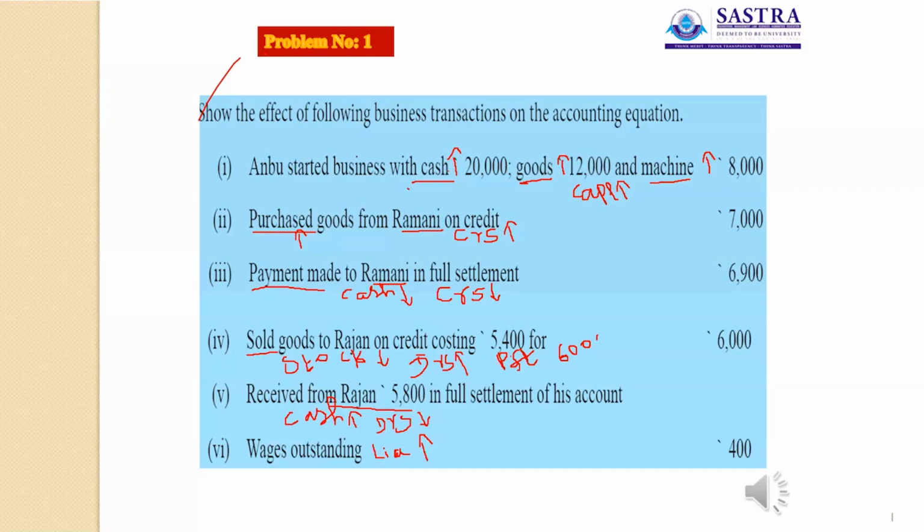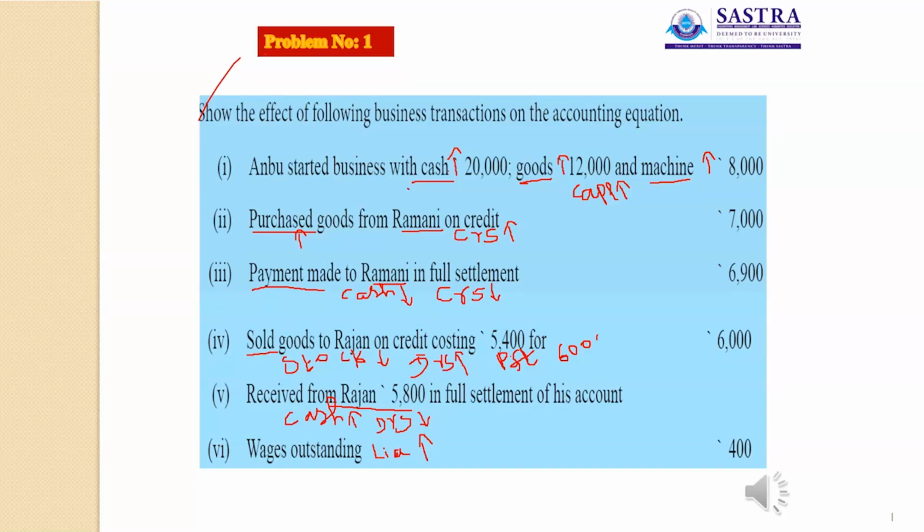Okay, so here Anvu started business with cash increase, that is 20,000. Stock value is also increased. Machinery value 8,000 is also increased. The capital amount increased by rupees 30,000. Then the next transaction is purchase goods from Ramani on credit. Here purchase account and another one is Ramani account. Purchase account in the sense stock account. Stock value increased. Then creditors also increased.